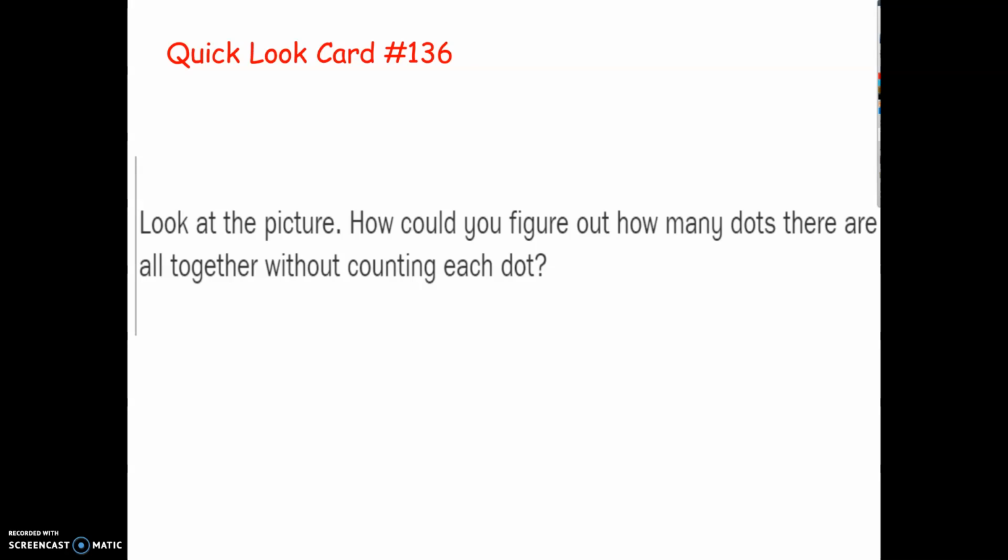And for our math message today, I am going to show you some what we call quick look cards. Okay? So there are going to be some dots on the card. So I want you to look at the picture of the dots. And how could you figure out how many dots there are altogether? But you're not going to count each dot. I'm not going to give you enough time to count the dots. Okay, so we'll try the first one.